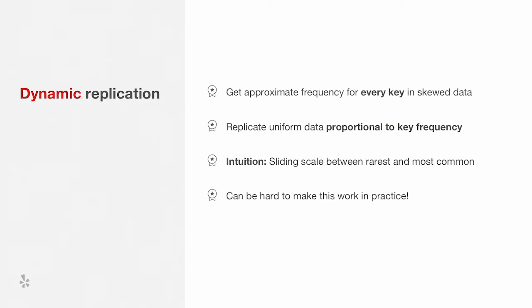They do actually have a method for doing exactly what I described. So getting an approximate frequency for every key in your skewed data set, and then with some parameters that you can tune along the way, dynamically replicating the data from the unskewed side, depending on how frequently each key appears in the skewed side. Because you've often got a sliding scale between the very common and the much rarer ones.